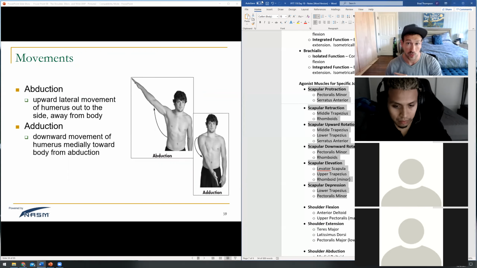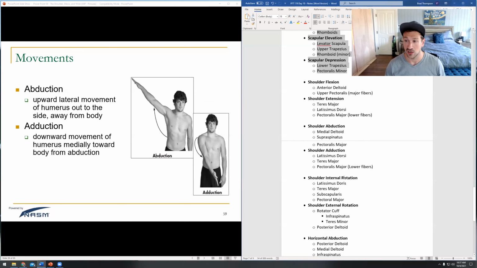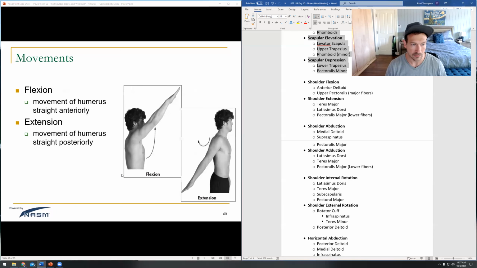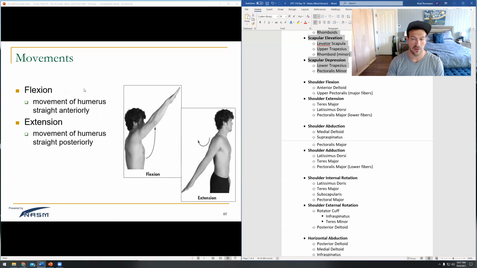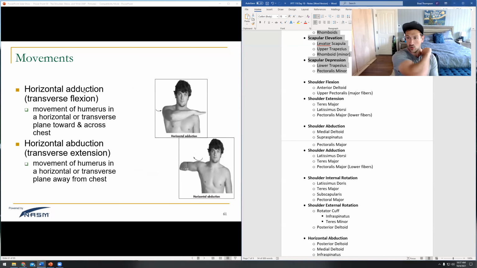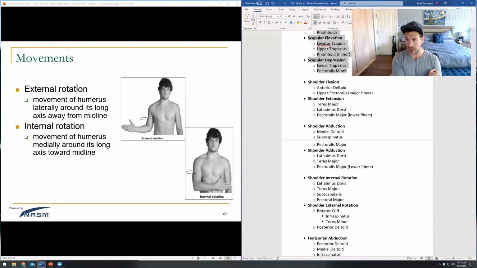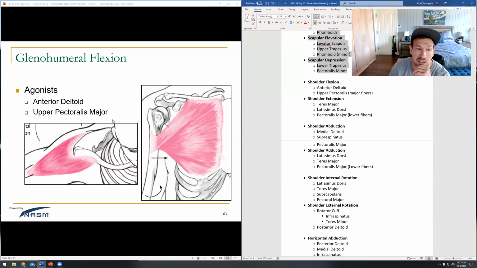Let's look at the shoulder joint movements, which is going to be flexion, extension, abduction, adduction, internal and external rotation, right? So shoulder abduction. Oh, actually, sorry. And there we go. So abduction, adduction, flexion, extension, horizontal adduction, horizontal abduction, and then internal rotation, external rotation. So a lot of movements there.